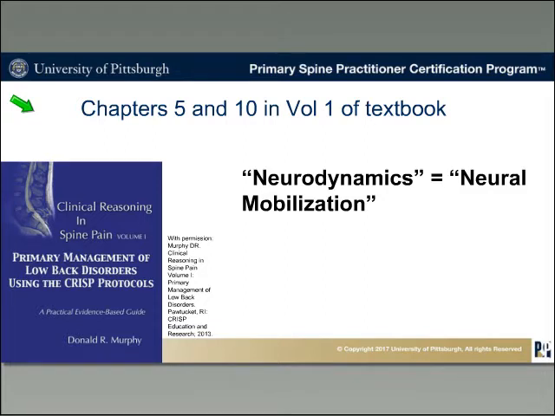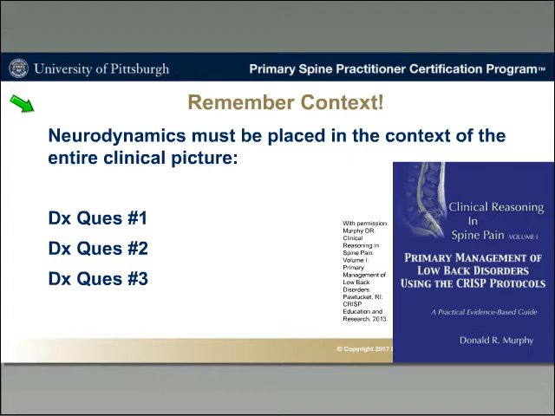So now, the term that we're using here is neurodynamics. A common term that is equivocal to neurodynamics is neural mobilization. And you will hear me use those terms interchangeably sometimes. They mean the same thing, neurodynamics or neural mobilization. Okay, now remember that neurodynamics, that we'll be getting into in a moment, has to be placed in the context of the entire clinical picture. So always when we're talking about any particular aspect of the diagnosis or management of patients with spine-related disorders, we have to put them into the context of the CRISP protocols, which include the 3 questions of diagnosis.